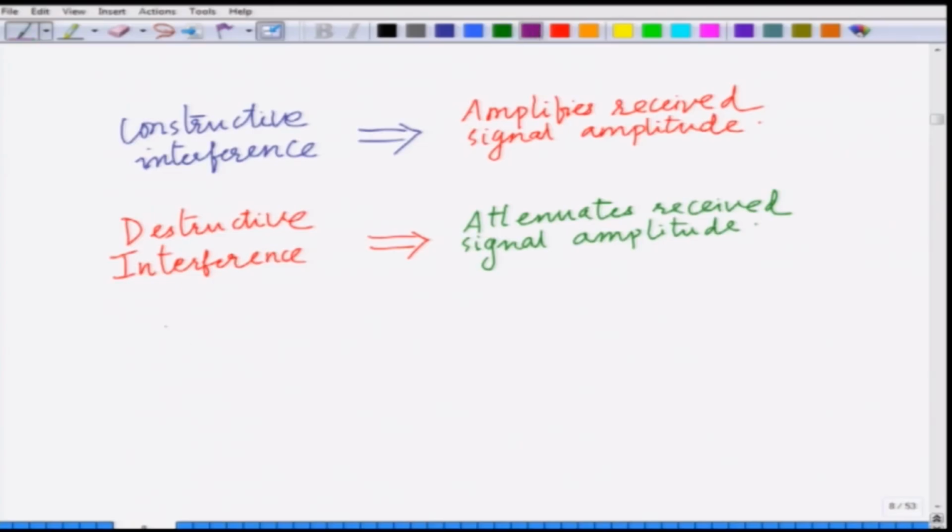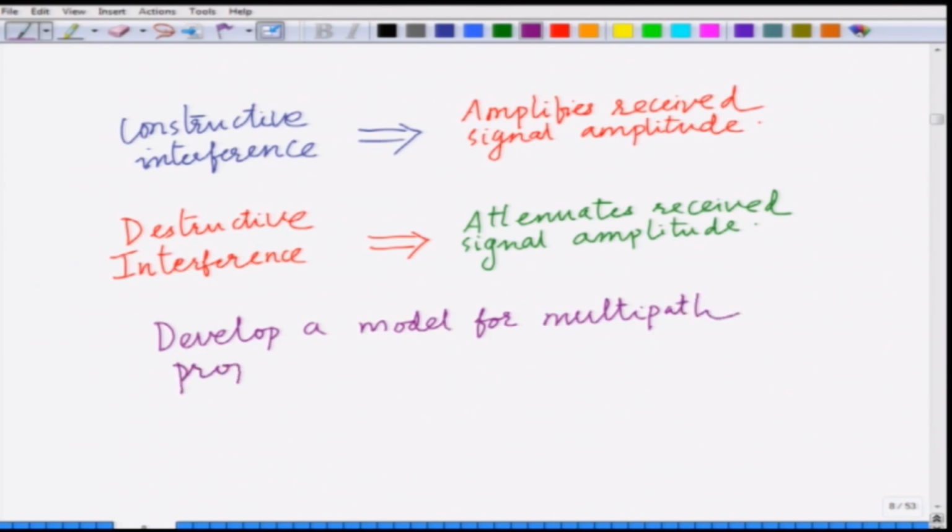So our aim is to develop a model for this multipath propagation environment, to therefore understand this wireless propagation environment better. So we would like to develop a model for this multipath propagation scenario. And how do we develop the model for this multipath propagation environment?